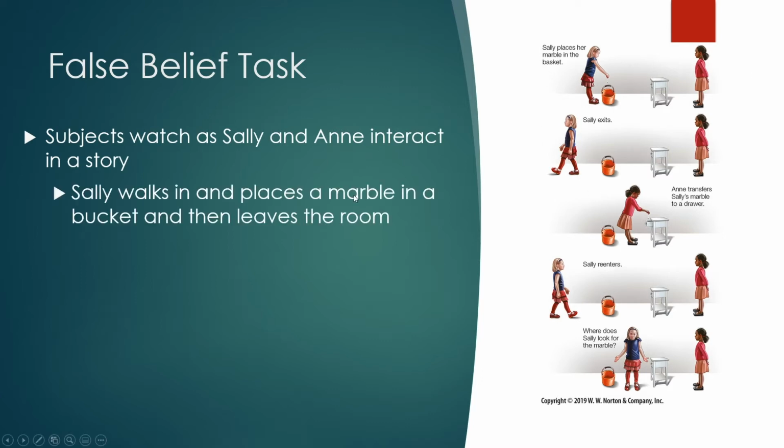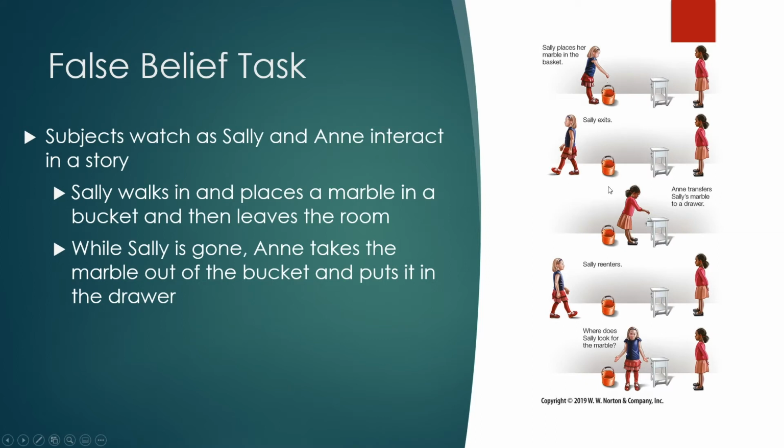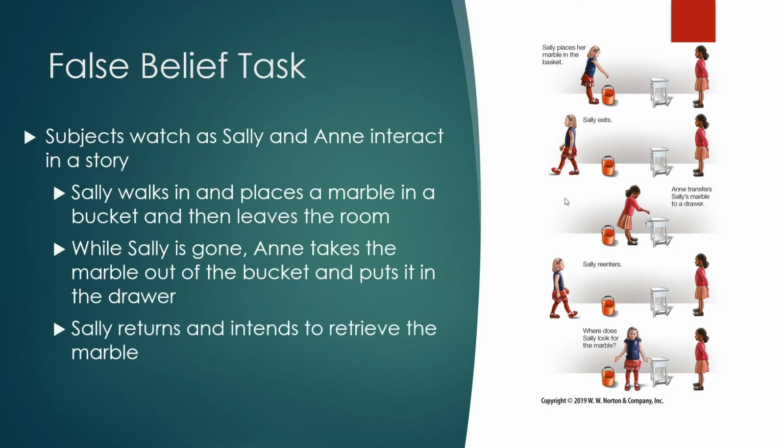So you have Sally up here, walks in, and she drops a marble into this bucket. And then Sally walks away. So she's gone, she leaves the room, and Anne is the one that's left. Well, Anne walks up, and she grabs the marble out of the bucket, and she drops it in the drawer. And so Sally is gone this whole time. She's not witnessing this at all. She doesn't see that Anne has taken the marble out and put it in the drawer. And then Sally returns, and she wants to find her marble that she left. And so the question that you pose to these children, or whoever is doing this task, is, where is Sally going to look for the marble?